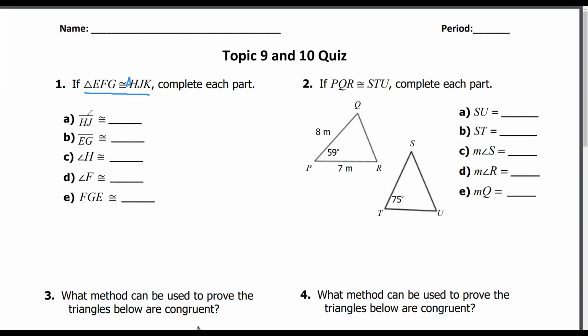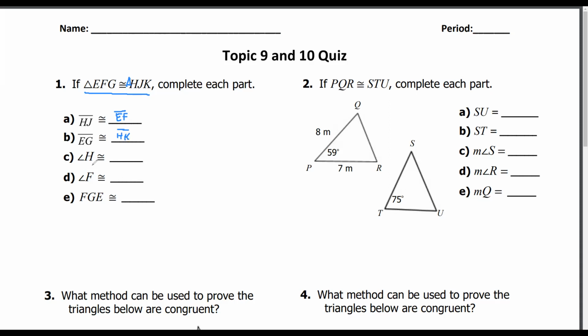So for example, side HJ is congruent to what side on the other triangle, given that these two triangles are congruent? Well, because the order is important, HJ, the first 2 letters, matches up with EF, the first 2 letters of the other one, right? Likewise, EG is the first and third letter, so it's going to match up with H and K.